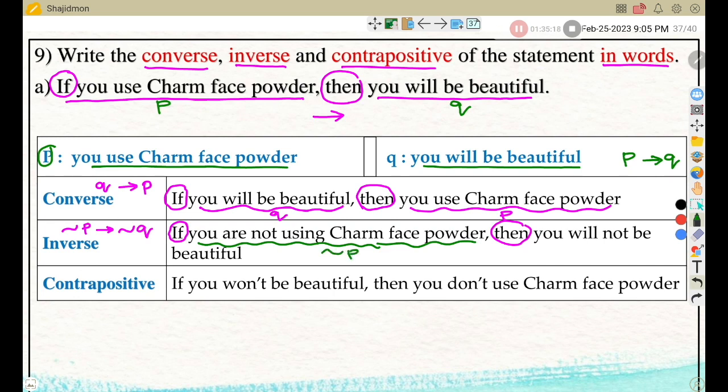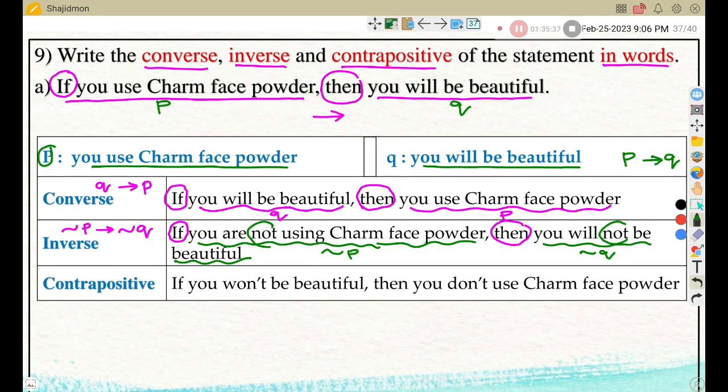Negation P. Then negation Q: you will not be beautiful. That is negation Q. You can see "not" in both cases, correct? Negation is used. So negation of P implies negation of Q. That is the inverse. That is, if you are not using charm face powder, then you will not be beautiful.